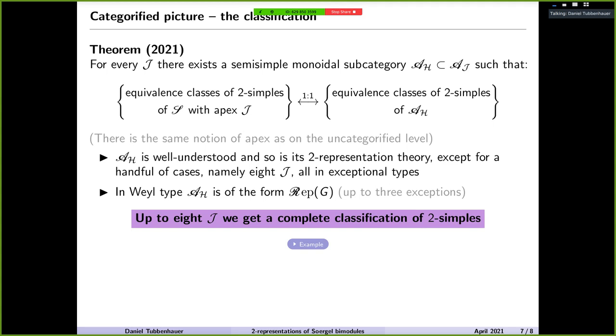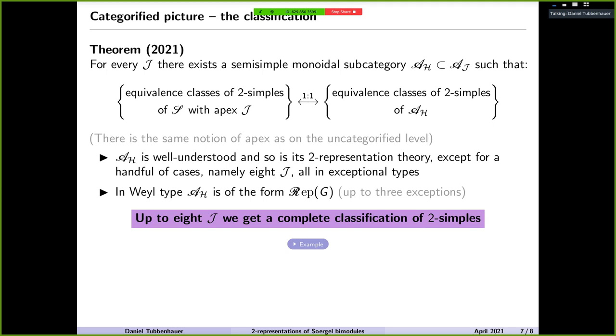So equivalence classes with a certain apex, there's the same notion of apex, are in one-to-one correspondence with equivalence classes of the semi-simple thing. Right? On the decategorified level, you have the Hecke algebra, which over the integers is certainly not semi-simple, and you have the semi-simple thing on the other side, and you had a bijection of simples, and here it's the same. And it turns out that the problem that we can't compute A_J in general is kind of solved, because here we have to compute a smaller thing, which is H. And in almost all examples, for example, in Weyl type, it's almost always of the form Rep G, up to three exceptions. Three exceptions in an infinite number of cases, right? So that's not too bad.